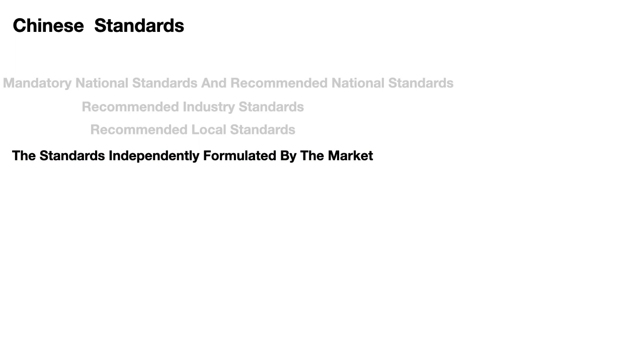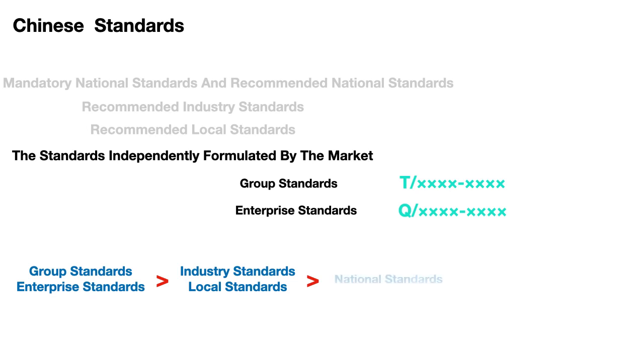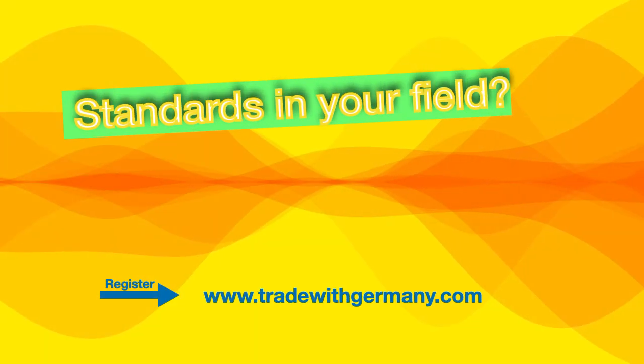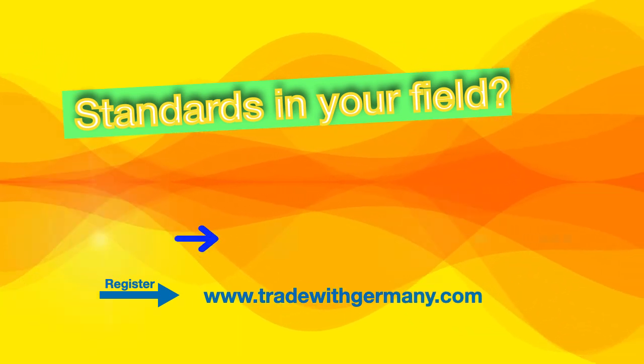The last one is standards independently formulated by the market. There are two kinds: group standards and enterprise standards. The prefixes of their standard numbers are T and Q. Group standards and enterprise standards are established by social groups and enterprises. The application of these standards is only within the groups or enterprises. Usually, the requirements of group and enterprise standards are stricter than industry and local standards. National standards give the basic requirements. If you want to know more about Chinese standards specific to your field or your products, please contact us.